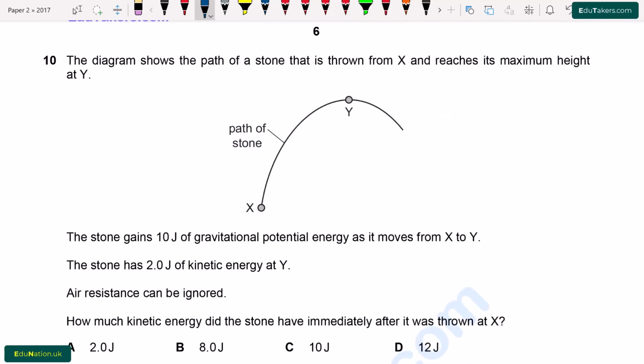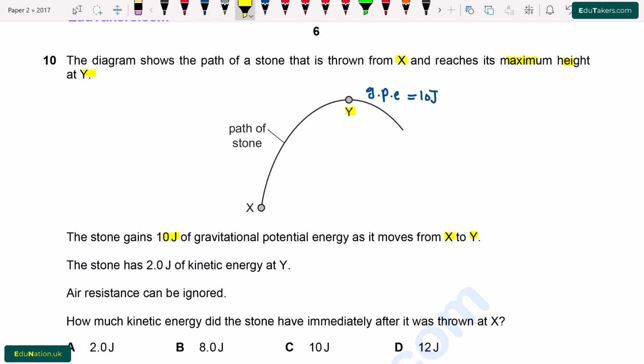Question number 10. The diagram shows the path of the stone that is thrown from X and reaches its maximum height at Y. So at the point Y, the height is maximum. The stone gains 10 joule of gravitational potential energy as it moves from X to Y. It means that gravitational potential energy at the point Y is equal to 10 joule.